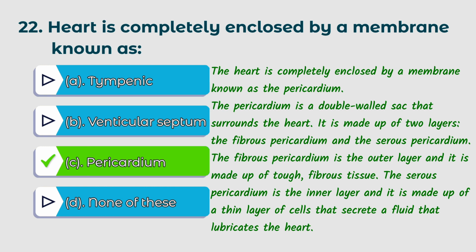The pericardium is a double-walled sac that surrounds the heart. It is made up of two layers, the fibrous pericardium and the serous pericardium. The fibrous pericardium is the outer layer and it is made up of tough fibrous tissues. The serous pericardium is the inner layer and it is made up of a thin layer of cells that secrete a fluid that lubricates the heart.